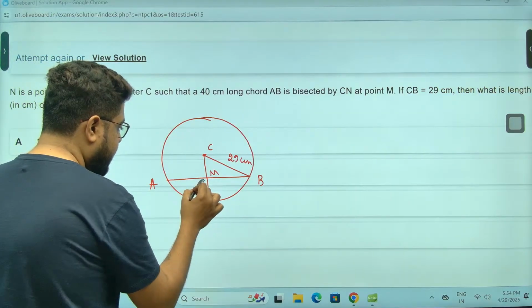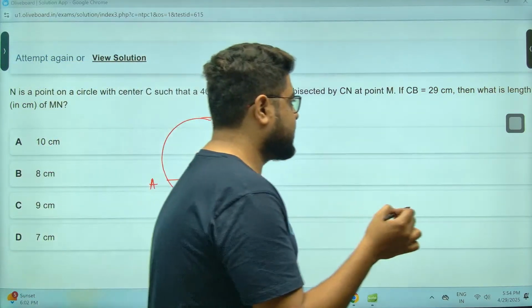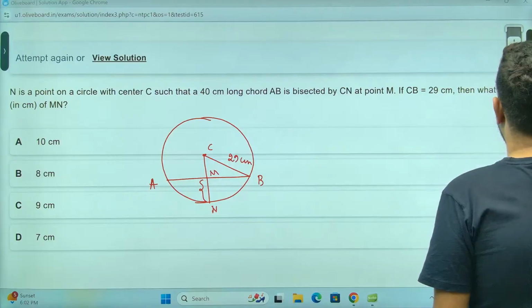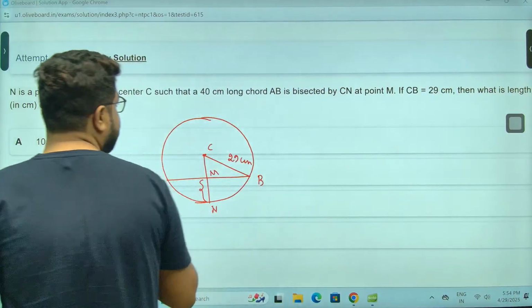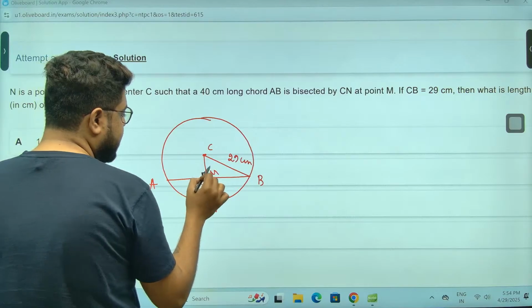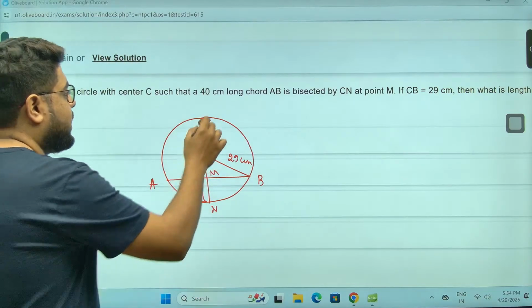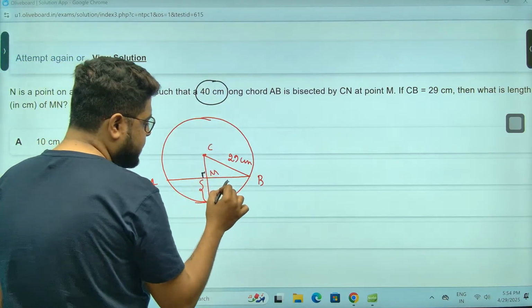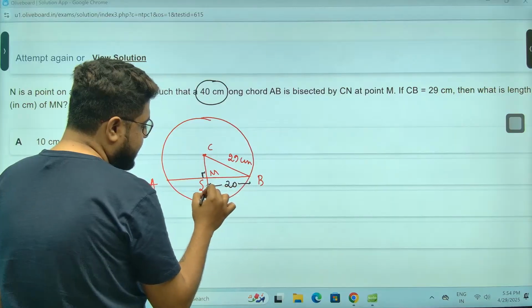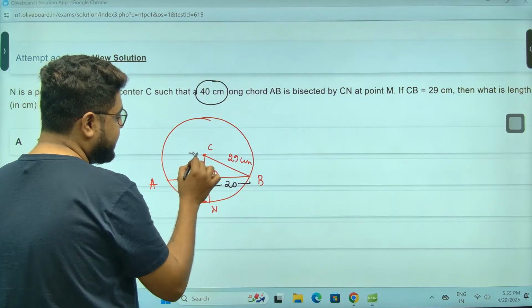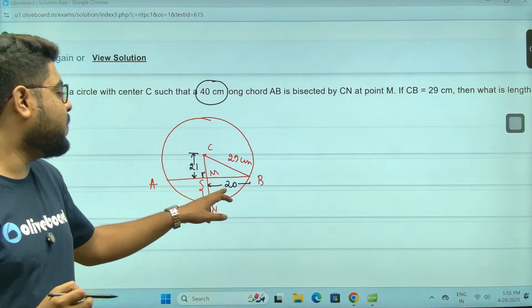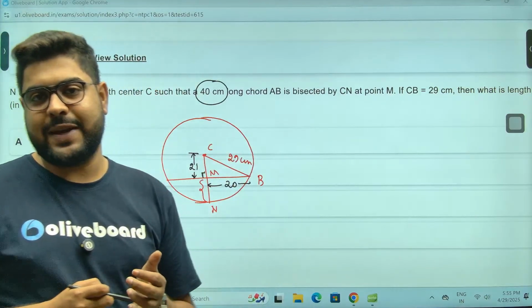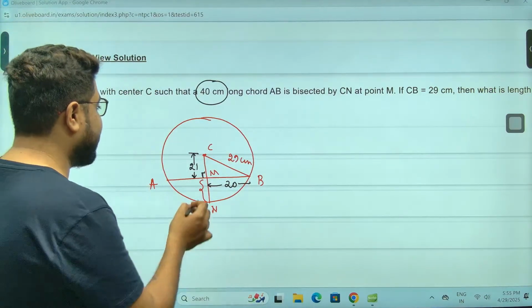This length they are asking, sir. Let us see. This is definitely 90 degree and this is definitely bisection, and 40 centimeter long chord means this is 20 centimeter. That means this is 21, sir. Pythagorean triplet, sir. 441 plus 400 is 841, which is 29 square. So this is a Pythagorean triplet.